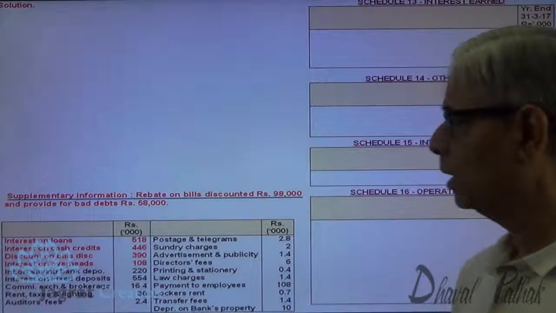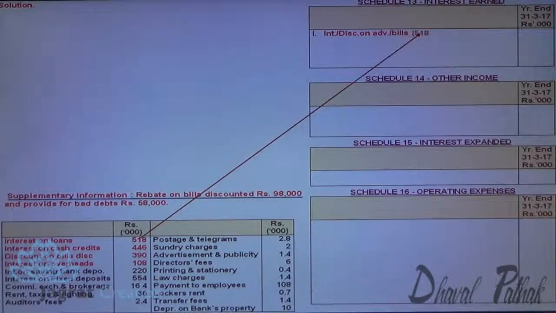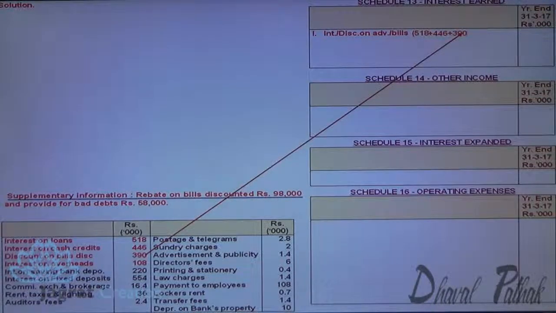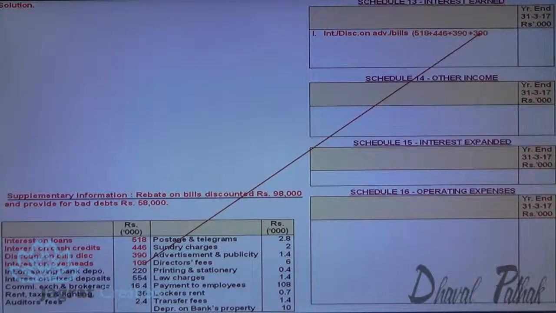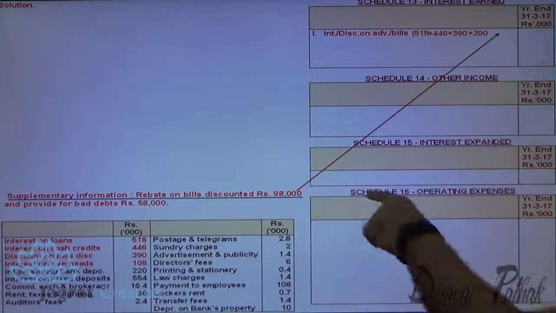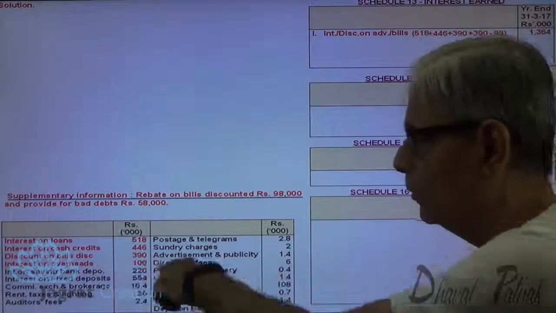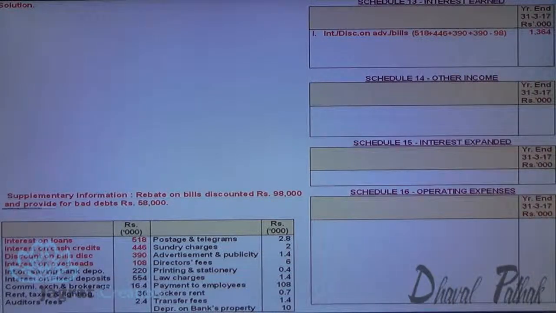So interest on advances and bills discounted, 58 for loans. This is the interest on cash credit, total added thereto. This is the discount on bills discounted, and this is interest on overdrafts. From that, this 98 received in advance is deducted. So this is the net income by way of interest on loans and advances. Now, interest on savings bank deposits. Okay, next.